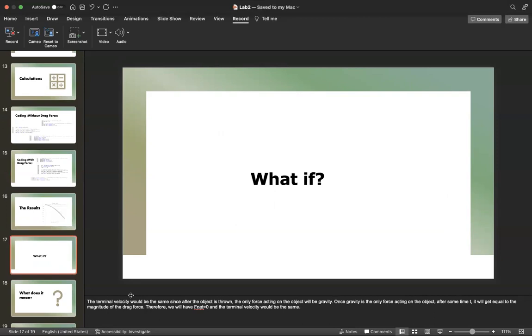So now, what if? The terminal velocity will be the same, since after the object is thrown, the only force acting on the object will be gravity. Once gravity is the only force acting on the object, after some time t, it will become equal to the magnitude of the drag force. Therefore, we will have F net equal to 0 and the terminal velocity will be the same.